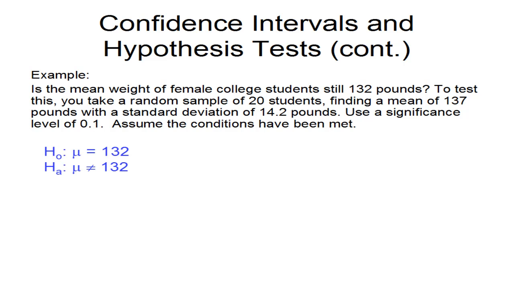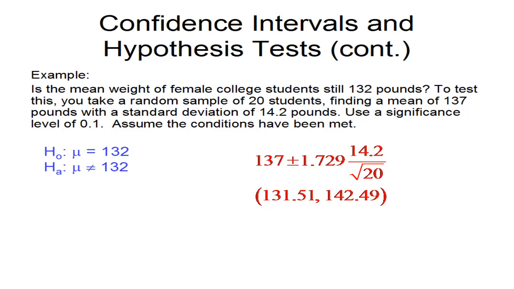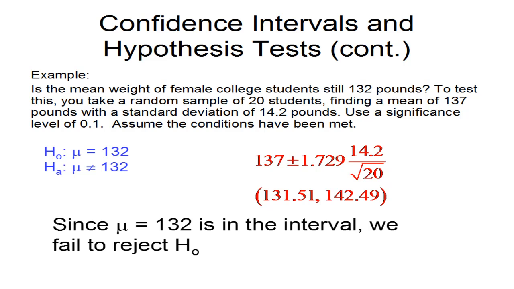Again, if we were to do this as a confidence interval, we would have 137 plus or minus 1.729 times 14.2 over the square root of 20. We get 131.51 to 142.49. Now our null is that mu is equal to 132. You'll notice that 132 is in the interval. Since it's in the interval, we fail to reject the null.